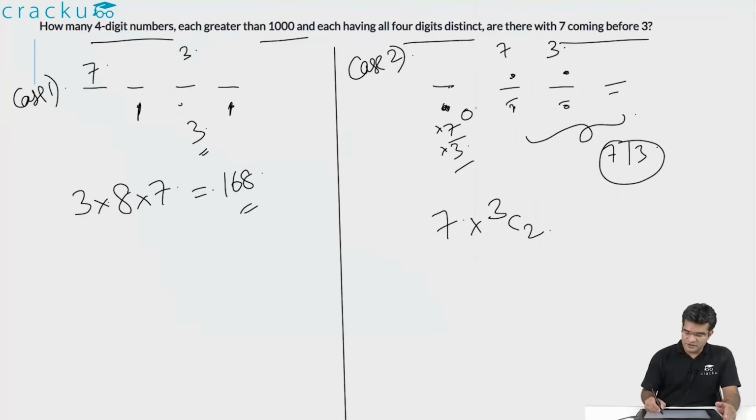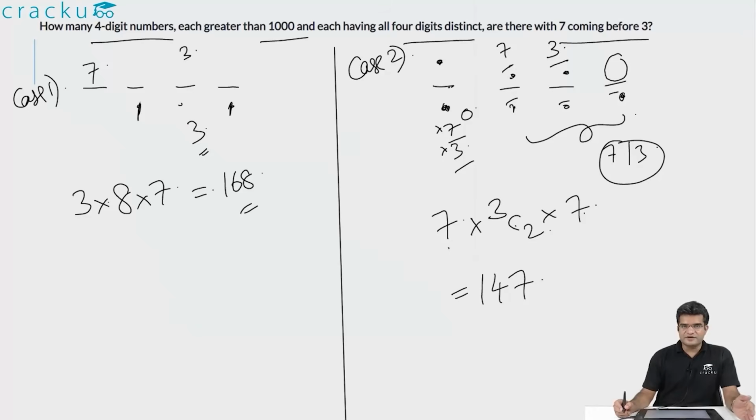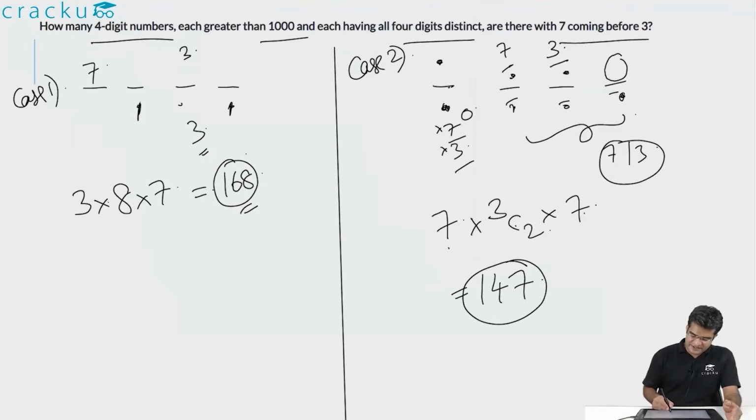So once we have selected the positions for 7 and 3, we have also selected the first digit. So the only remaining digit can be selected in exactly another 7 ways, because it cannot be 7, it cannot be 3, and it cannot even be the first digit. So the remaining 7 digits can be allowed to take the last place. So the total number of ways in which this can be done is 7 into 3 into 7. This is equal to 49 into 3, which is 147. Therefore, the total number of 4-digit numbers which satisfy this condition is 168 plus 147, which is equal to 315.